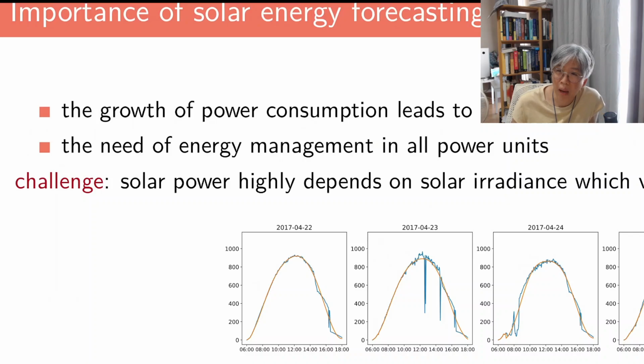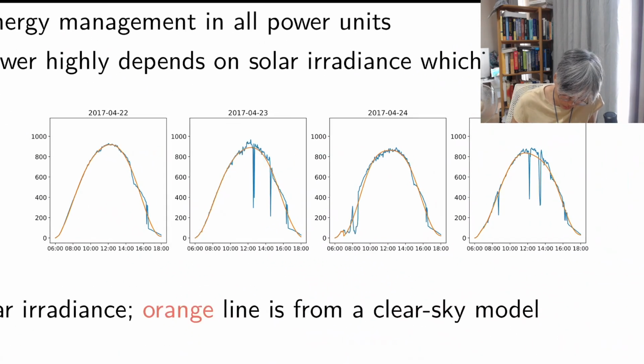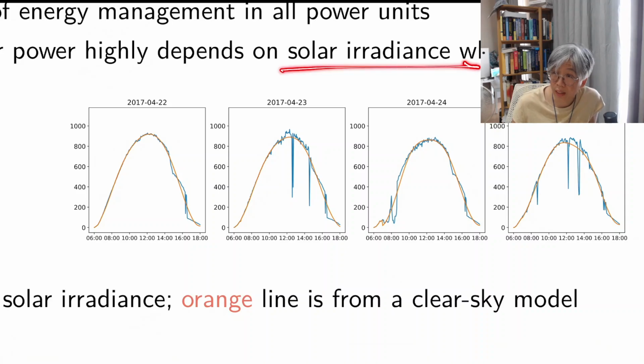a strategy in energy management to manage all the power from different sources, where the renewable energy is one of them. And of course, the challenge is that renewable energy is random and unpredictable. So here I have some examples of solar irradiance. Solar power is directly proportional to the solar irradiance.